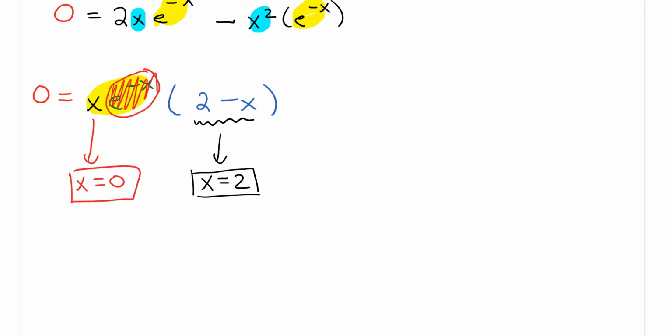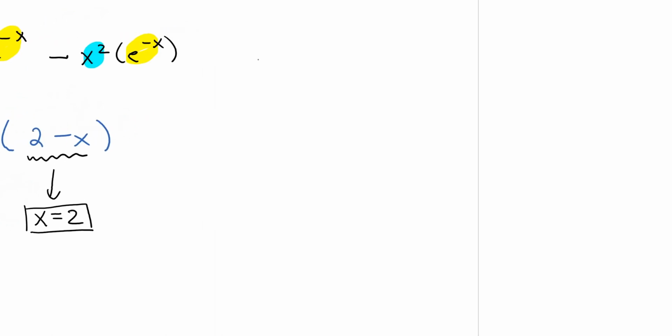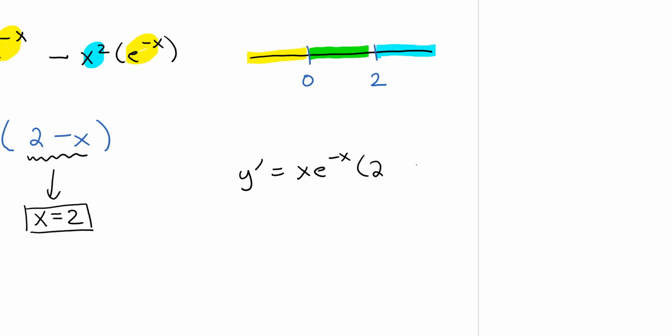Alright, so let's go ahead and write out our number line now. So my number line is like that, and then I can plug in the critical numbers here. So the critical numbers were 0 and 2, and there's 3 regions, a yellow region, a green region, and a blue region. And just underneath here I will write out my derivative expression again, which is x e to the negative x times 2 minus x.